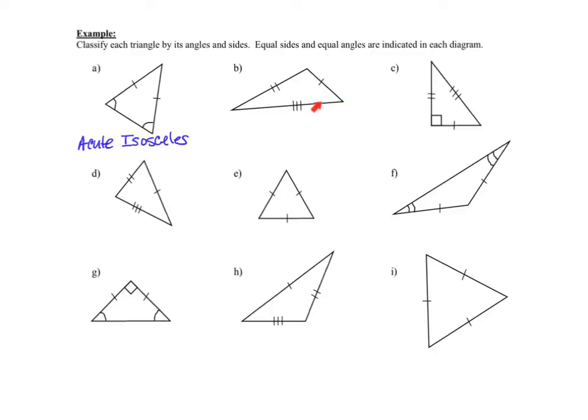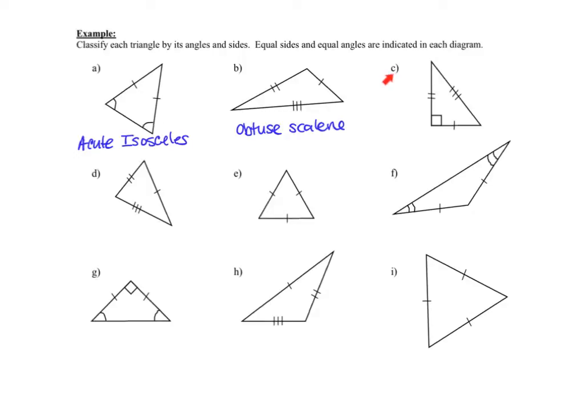Let's look at letter B. We have three sides. Each are different lengths. And now we have to figure out what the angle is. These angles look smaller, and this one looks like it could be greater than 90. So this one would be an obtuse scalene. We know it's scalene because all three of these sides have different lengths.